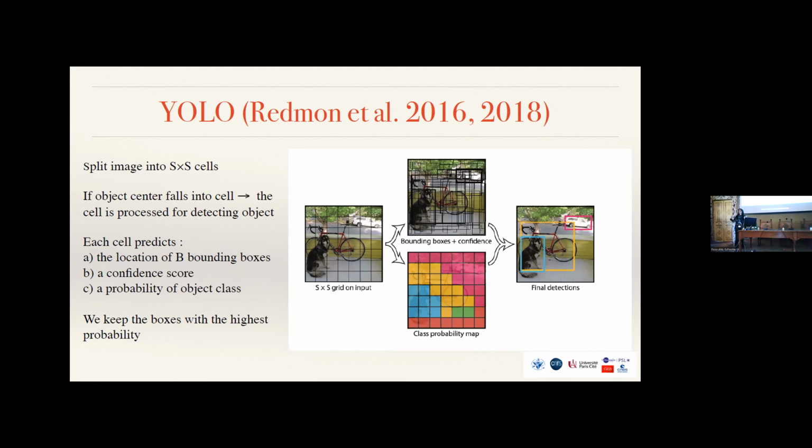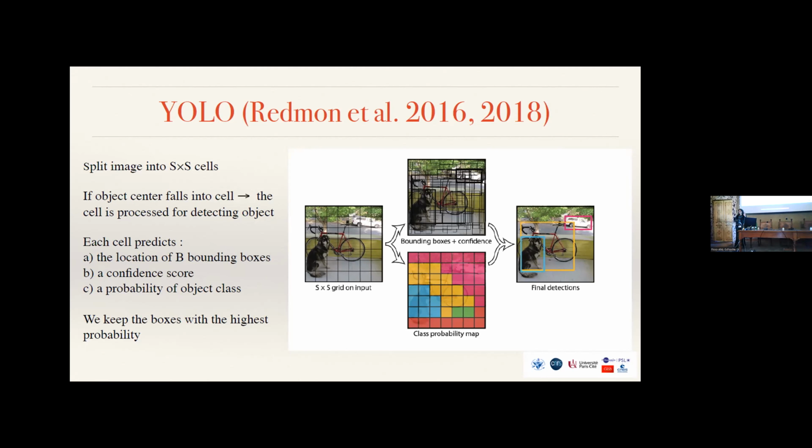So the region is called the box. It puts just a box around an object. So there will be a box around the dog, a box around the bike, a box around the car. It will also give you a confidence score and a probability of an object class. So what's the probability that this object is a dog or a bike or a car? And what we do, we keep the boxes with the highest probability, we discard everything else.